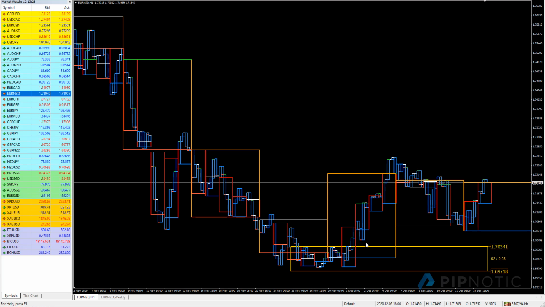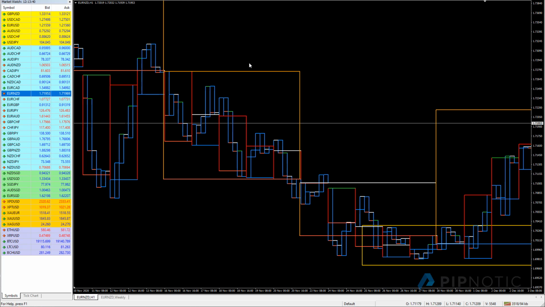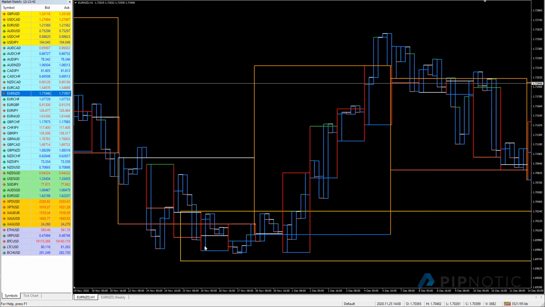Right, so there's a likelihood that price is going to want to rebalance that, and it's not a huge imbalance, and so there's a very good likelihood that price is going to continue to seek better prices. So let's zoom in and look at these candles.